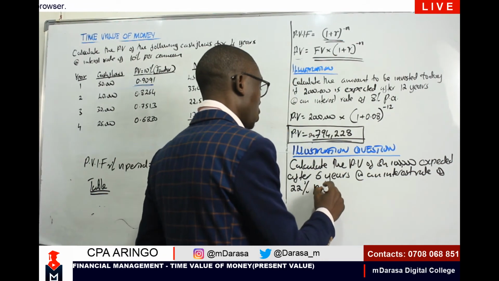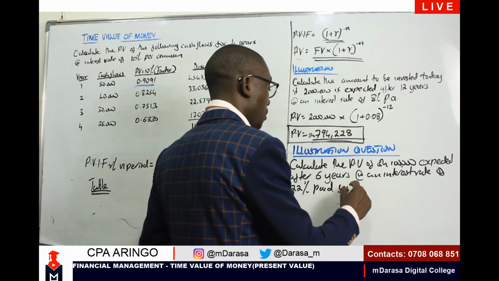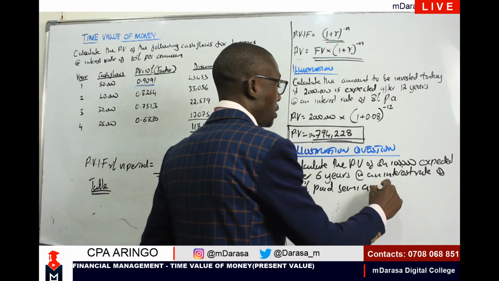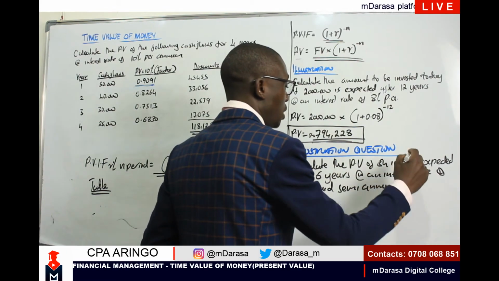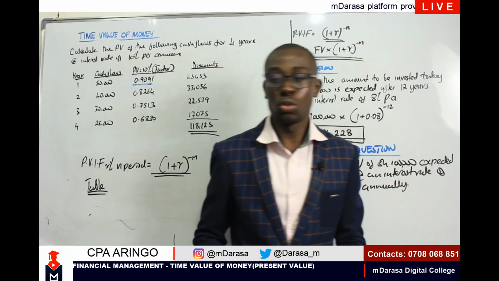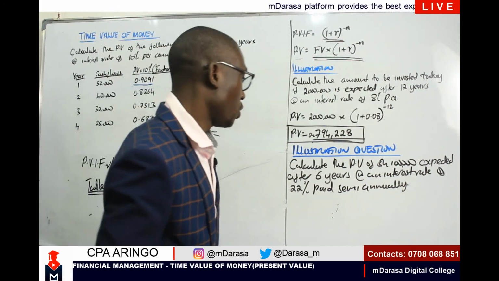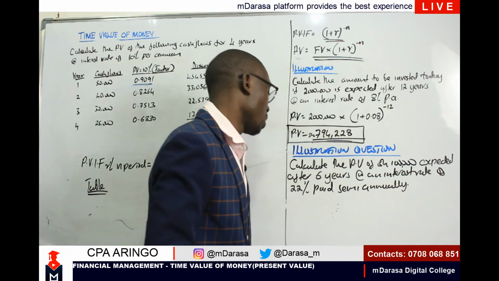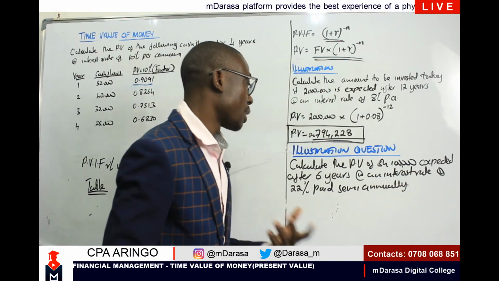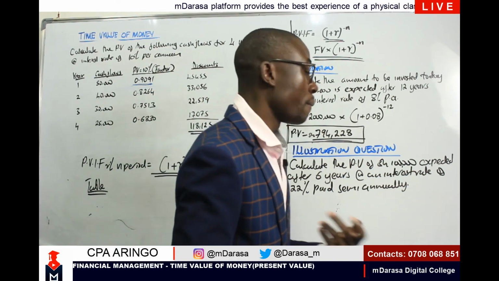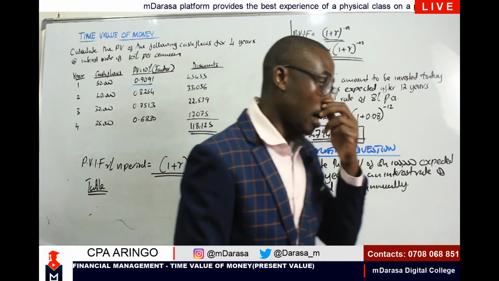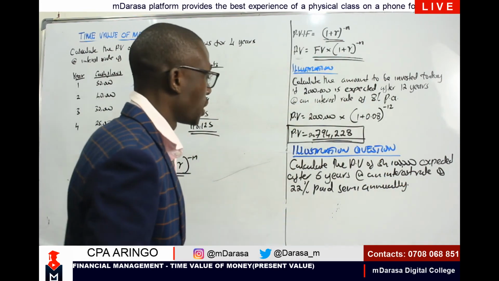Paid semi-annually. How are we supposed to go about that? Calculate the present value of 100,000 shillings expected after 6 years at an interest rate of 22%, paid semi-annually. How will you go about that, my good students?